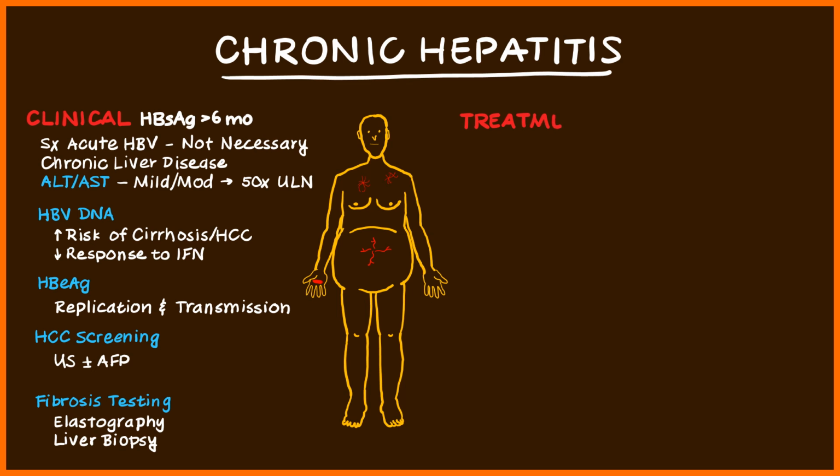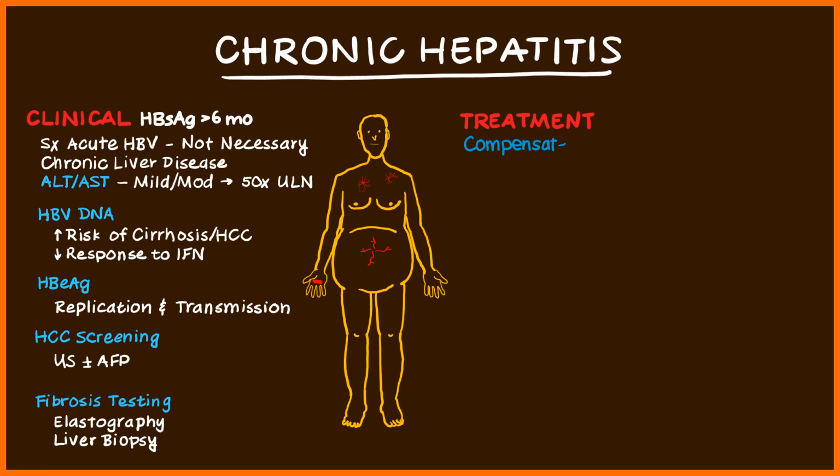So treatment does become more important in chronic hepatitis than acute hepatitis. Treatment depends on whether or not they have cirrhosis. Typically, if they have cirrhosis, you do want to be a little bit more aggressive with treatment because you want to prevent it from progressing and you want to prevent them from developing hepatocellular carcinoma.